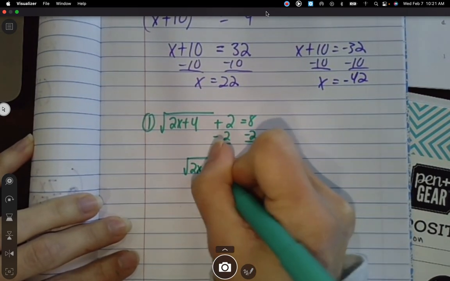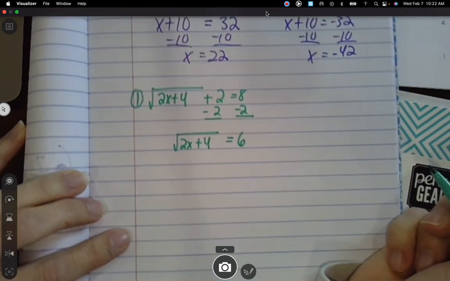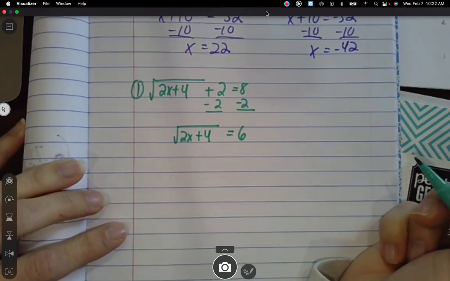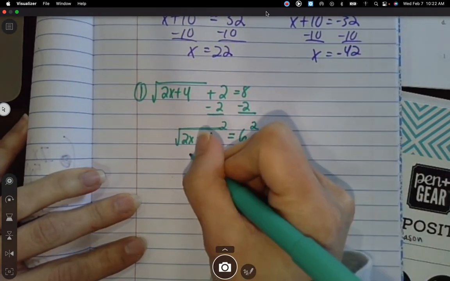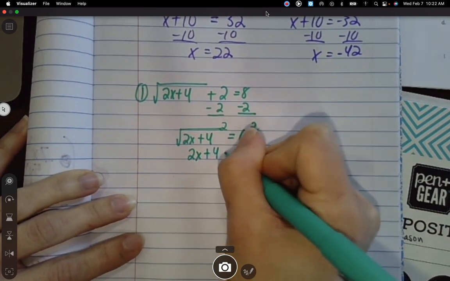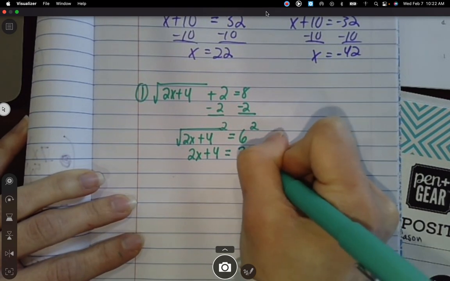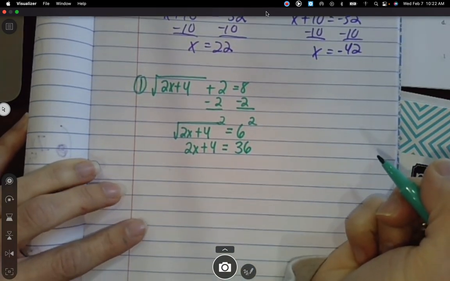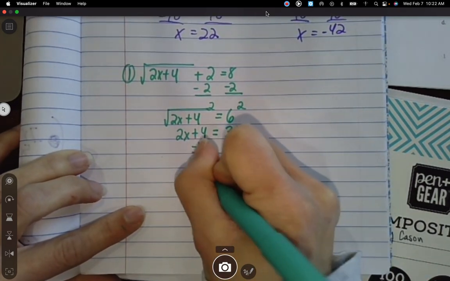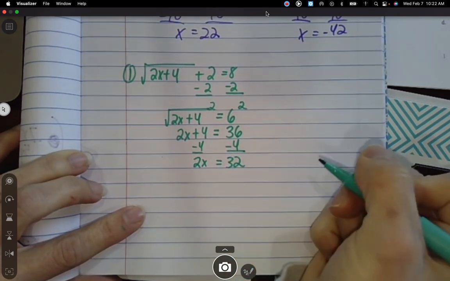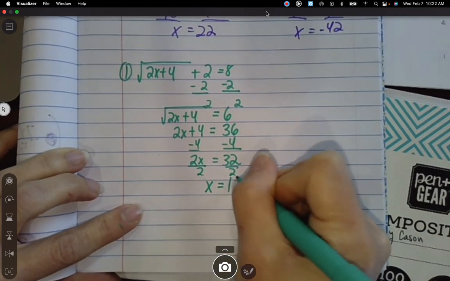Square root of 2x plus 4 equals 6. Then what do we do? Square both sides. The only way to get rid of the square root is to square both sides. So over here, I just get 2x plus 4 now. That's what I needed. And what is 6 squared? 36. Then subtract 4 from both sides. 2x equals 32. And then divide by 2. And x equals 16.